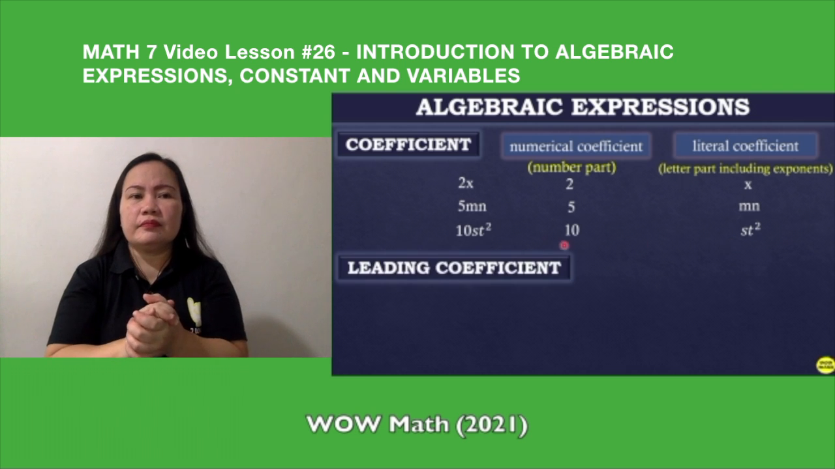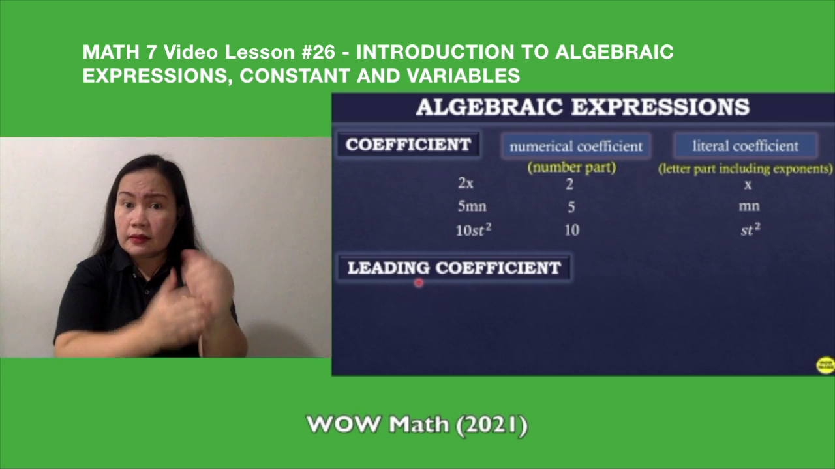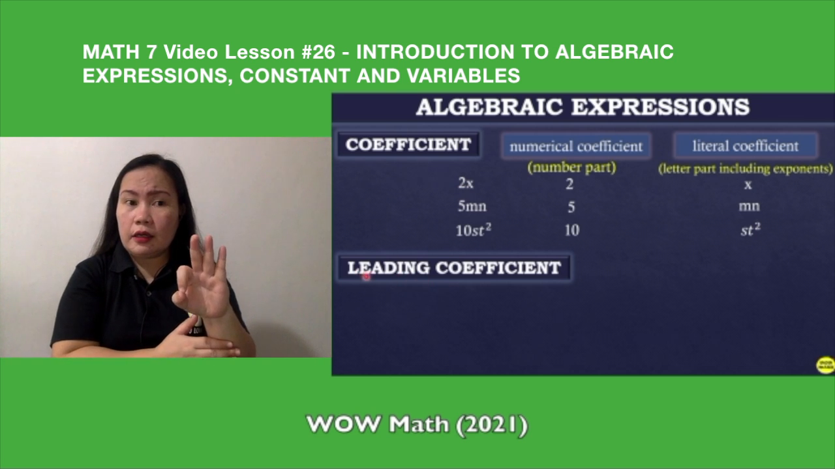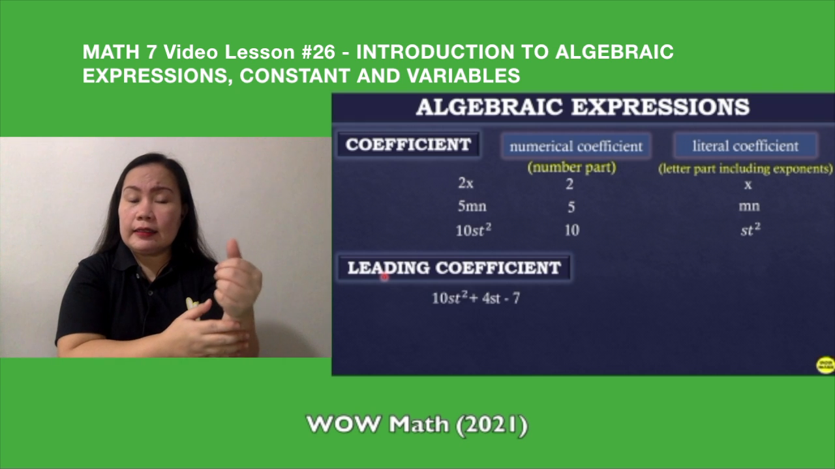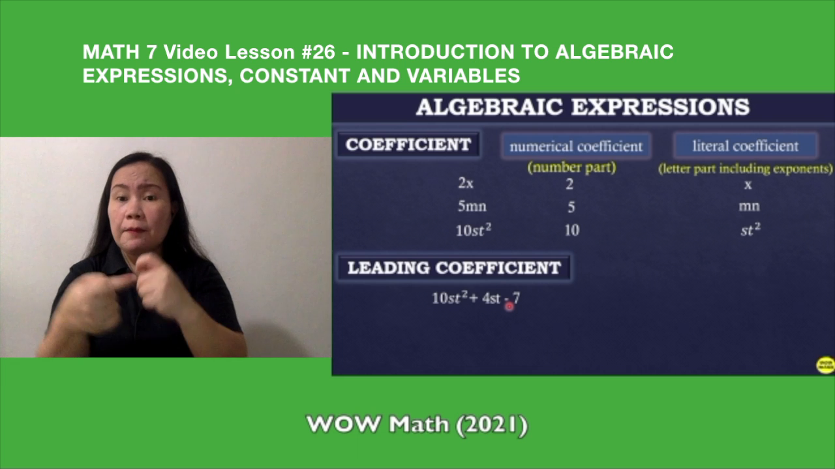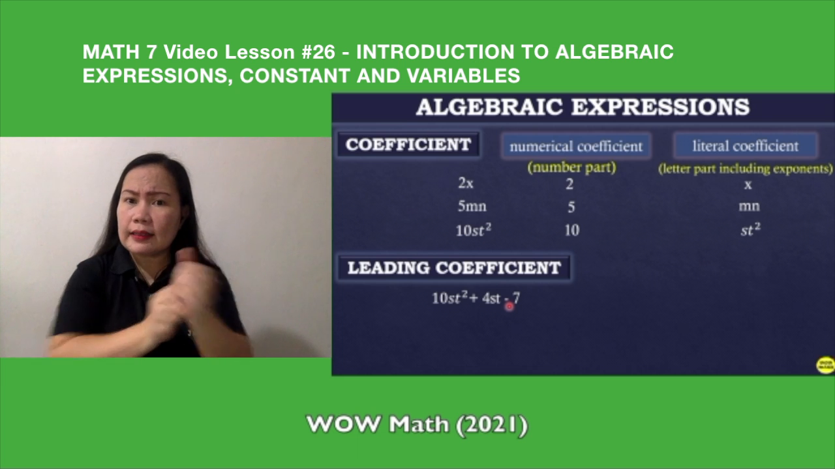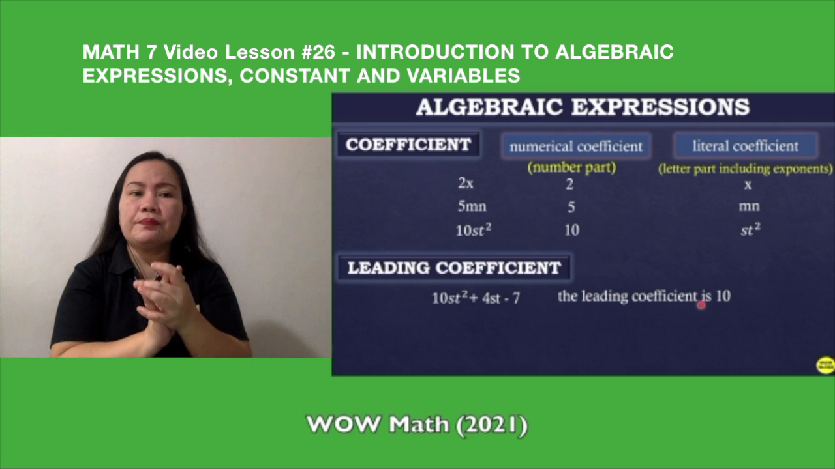Next, since we are talking about coefficient, what do we mean by leading coefficient? Pag sinabi nating leading, ibig sabihin simula. Siya yung unahan, nasa unahan. Okay? So, leading coefficient, if I have 10st squared plus 4st minus 7, ano ang leading coefficient natin dyan? Ano yung nasa unahan? That is 10. So, the leading coefficient is 10.